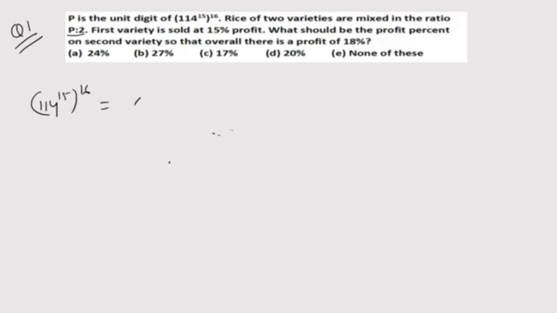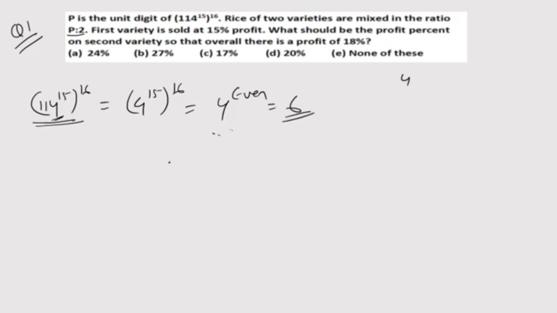This is same as finding the unit digit of 4 to the power 15 to the power 16, because the unit digit of this number will only depend on the unit digit of 4 to the power 15 to the power 16. Now 15 into 16 is basically 5 into 6, 30. So this has to be an even number. So it is 4 to the power even number. I don't have to find 15 into 16.